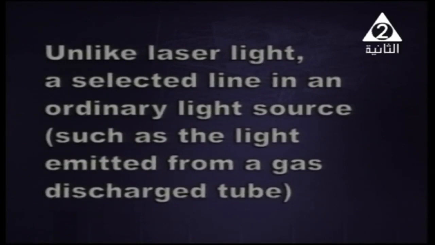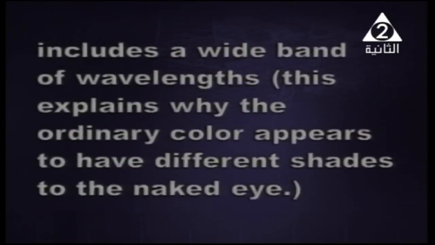Unlike laser light, a selected line in an ordinary light source, such as the light emitted from a gas discharge tube, includes a wide band of wavelengths. This explains why the ordinary color appears to have different shades to the naked eye.